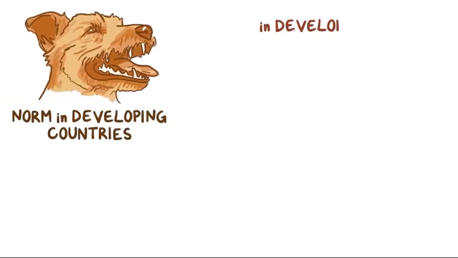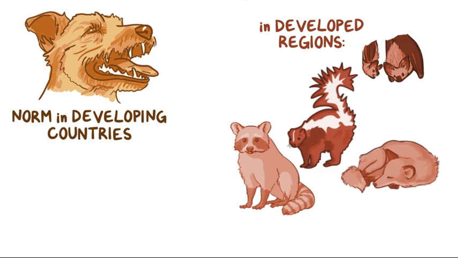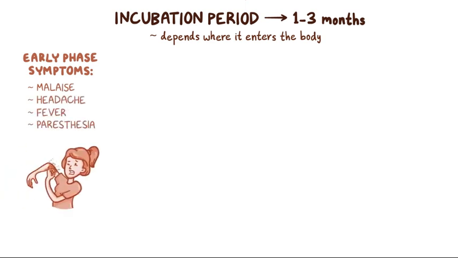Now, the stereotype of rabies transmission is catching it from a dog bite, which is still the norm in developing countries, but in developed regions, it's usually transmitted by wildlife, particularly bats, raccoons, skunks, and foxes. The rabies virus has an incubation period that lasts an average of 1 to 3 months, and this depends largely on where it enters the body. The farther from the CNS, the longer before symptoms appear. In the early phase, symptoms are usually malaise, headache, fever, and paresthesia, or a sensation of tingling, itching, or burning that radiates from the original site of infection.